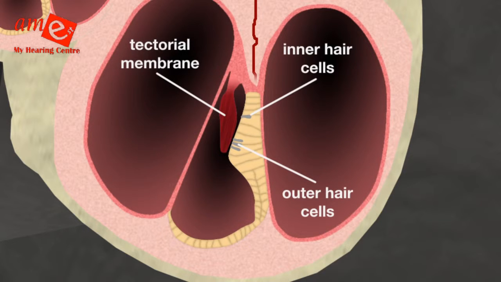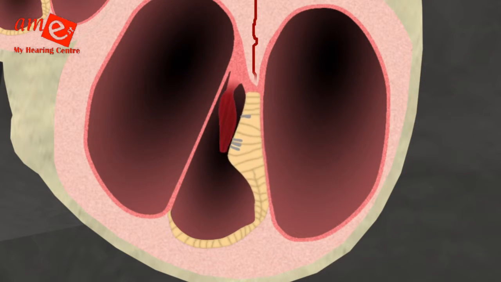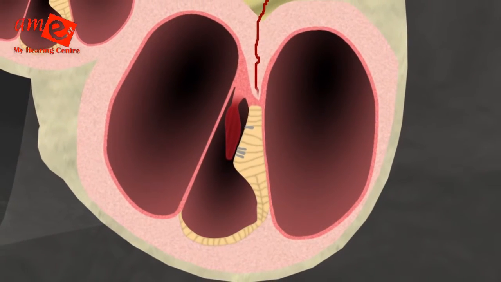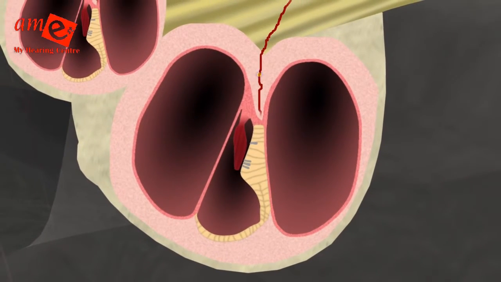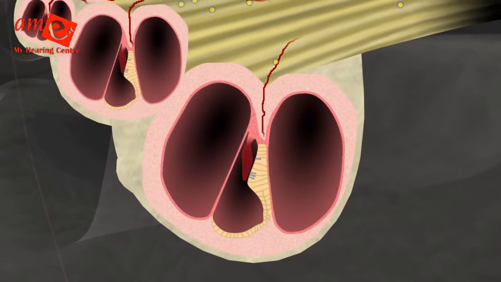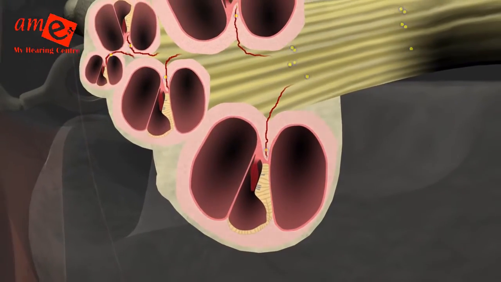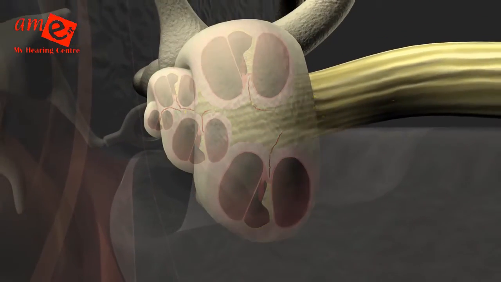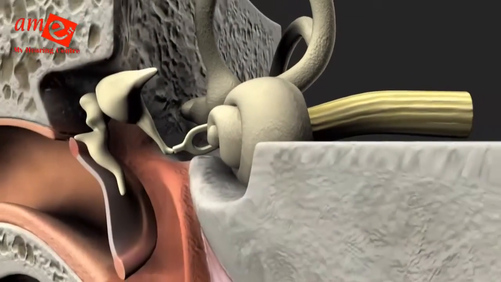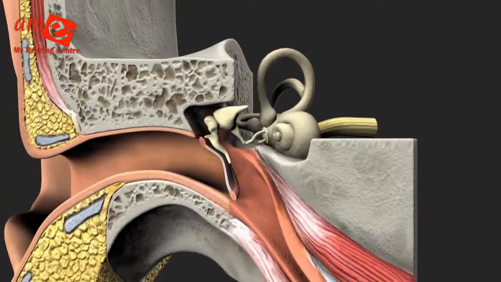When sound energy is transferred to the cochlea, the basilar membrane vibrates, causing the hair cells to contact the tectorial membrane and bend. This causes an electric charge to travel to the auditory nerve. These impulses travel through the auditory nerve to the brain and are interpreted by us as sound. This very complex system allows us to hear.